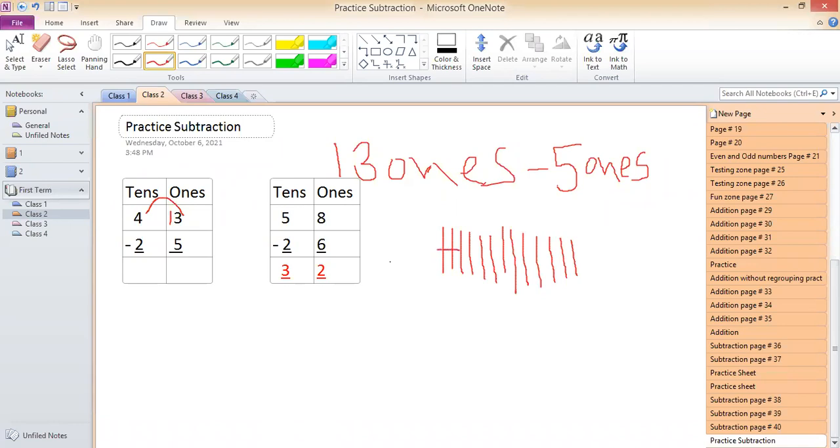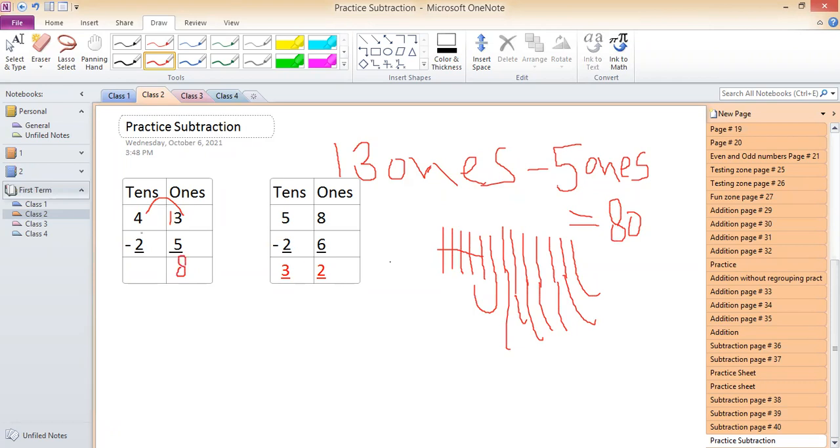1, 2, 3, 4, and 5. How many lines are left? You will count: 1, 2, 3, 4, 5, 6, 7, and 8. So 13 ones minus 5 ones is equal to 8 ones. So you will write here 8. 13 minus 5 is equal to 8.